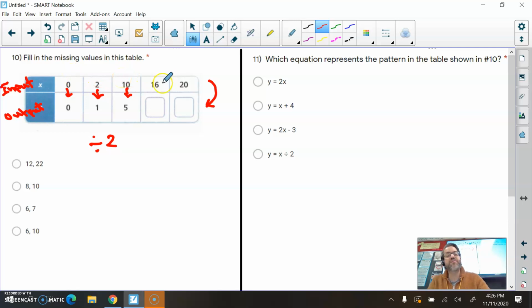So what is 16 divided by 2? It's 8. And what is 20 divided by 2? It's 10. So 8 and 10 are my missing values in this table. Okay. Number 11, which equation represents the pattern in the table shown in number 10? Well, our equation, y has to equal x divided by 2, doesn't it?